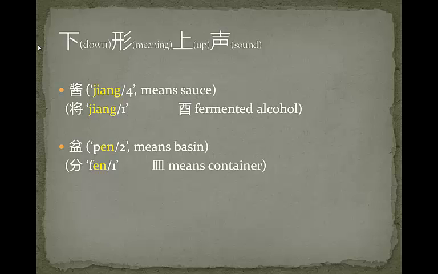Alright, next one, 盆, pen, second tone. It means basin. So the upper part is pronounced as 分. As you can tell, we borrow the vowel from 分, the upper part. And the lower part means container. So a basin can be a container.